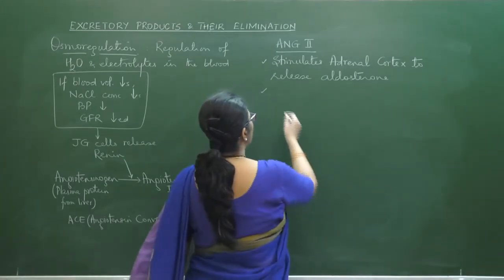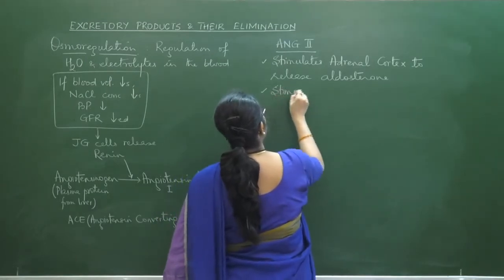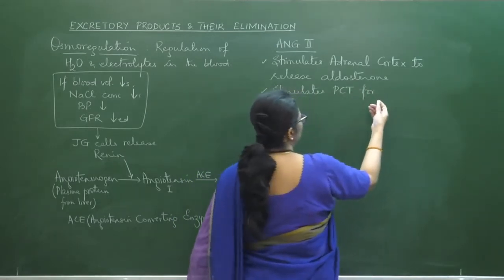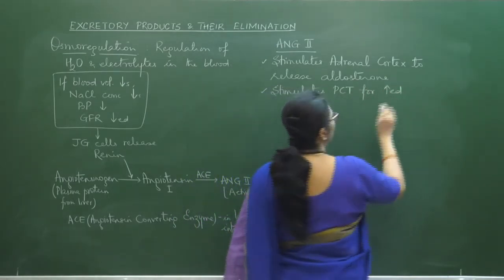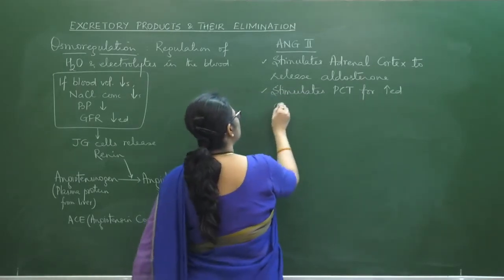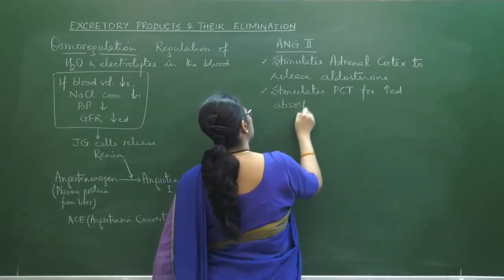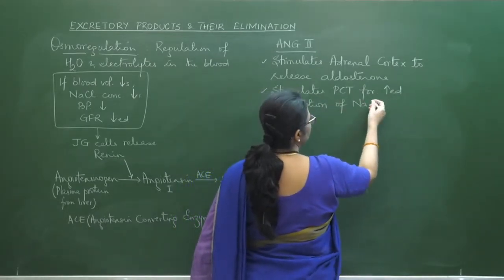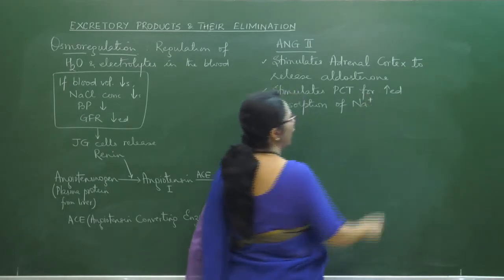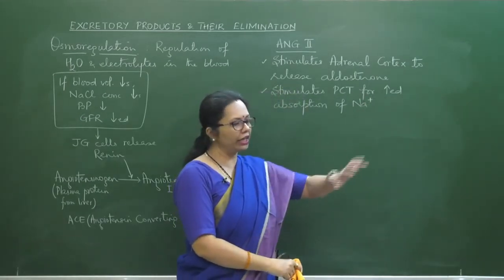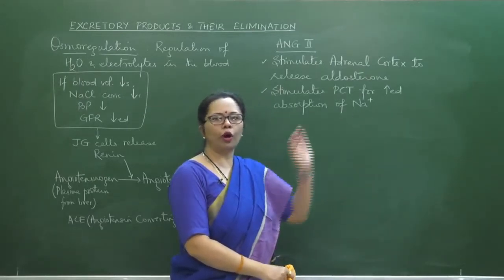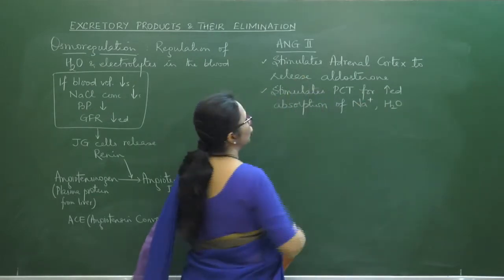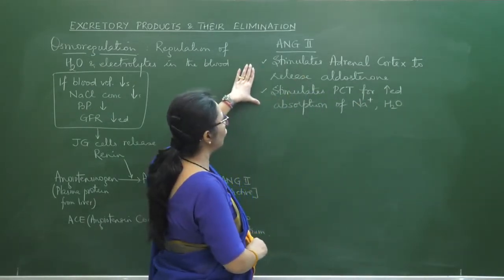Okay, so this one stimulates the PCT for increased absorption. That's why I'm writing this way so that there's no confusion. So for increased absorption of Na, and Na along with the Cl is absorbed, so NaCl also we can write. And when sodium is absorbed, there is a gradient created outside, so water will flow out by osmosis. So Na and of course water also. So this is the major thing that we can talk about angiotensin 2.